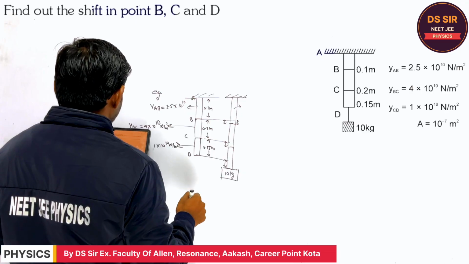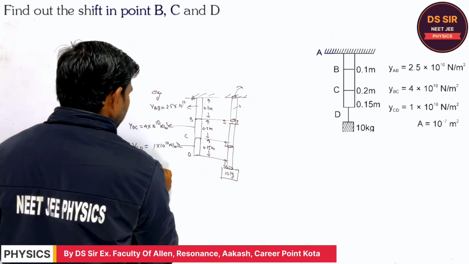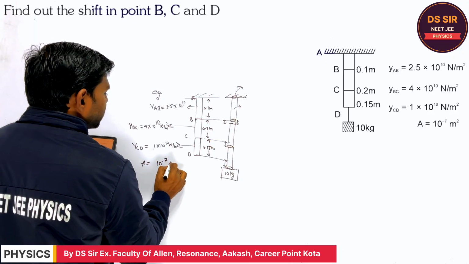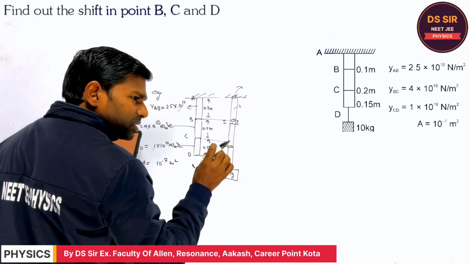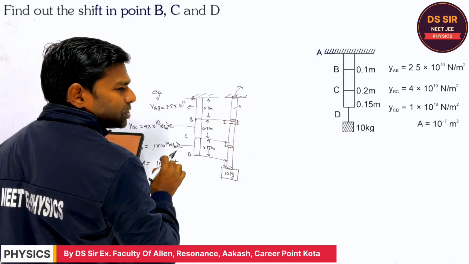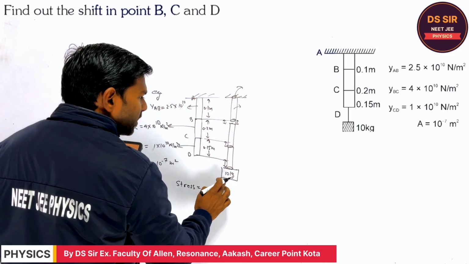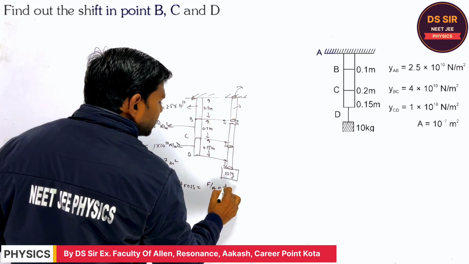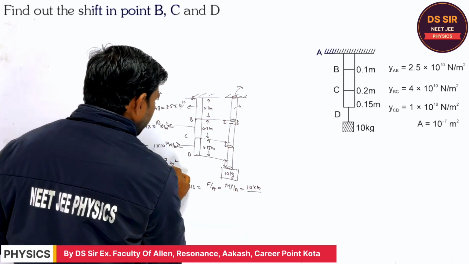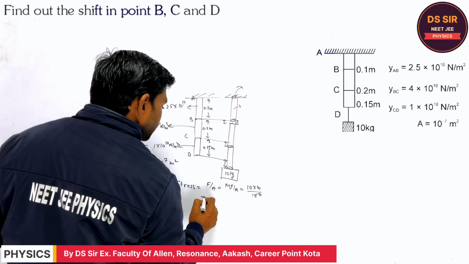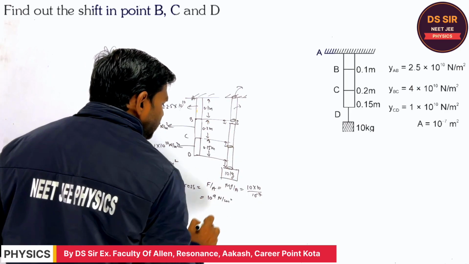The area of cross section of each wire is also given in the question, and it is 10 to the power minus 7 meter square. So every wire is under equal stress. What is the stress, you tell? The stress in each wire is force upon area, that is mg upon area. What is m? 10. What is g? 10. What is the area? 10 to the power minus 7. So what is the stress? It is 10 to the power 9 Newton per meter square. Is it clear or not, you tell?